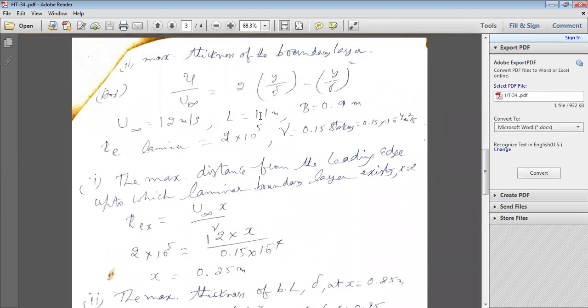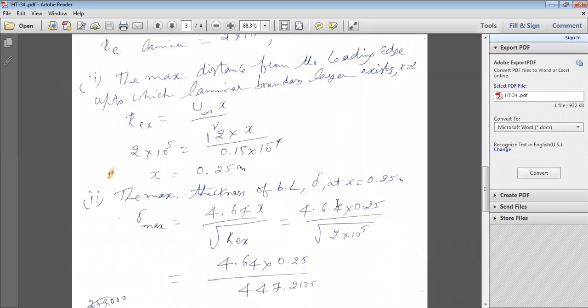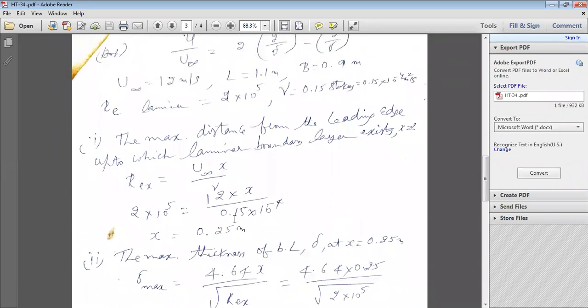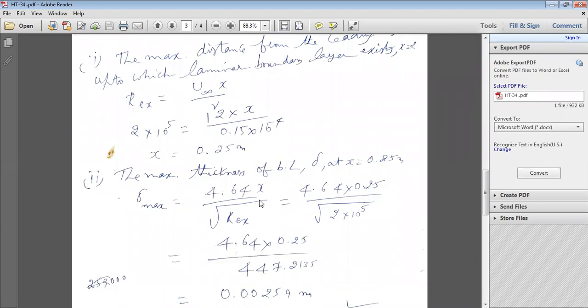So what is the total length of the plate? 1.1 meters. But up to 0.25 meters, the flow is laminar. After that, from 0.25 to some other value there is transition, and from that value up to the last value 1.1 meters, the flow is turbulent. But from x equal to 0 to x equal to 0.25 meters from the leading edge, the flow will be in laminar condition.